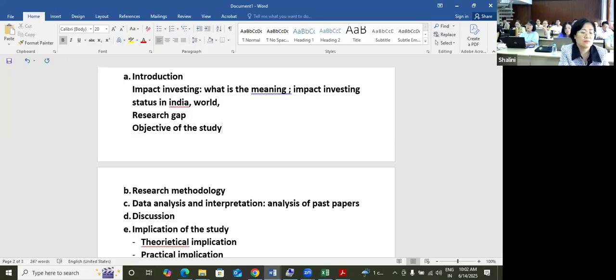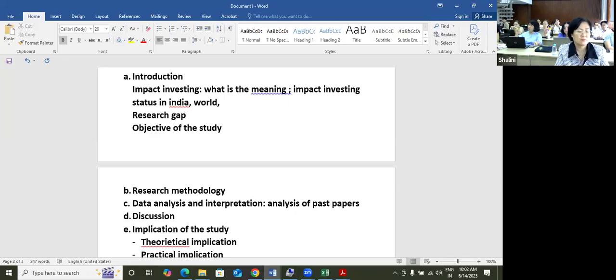So everybody, please have a look at the board, all of you. What do we write into the introduction section? We write the meaning. We explain what exactly it means to us. Then the status of impact investing in India. Like I am from India, so I'll write about India. You are from Vietnam, you can write about Vietnam and the world as well. Then you write the research gap.